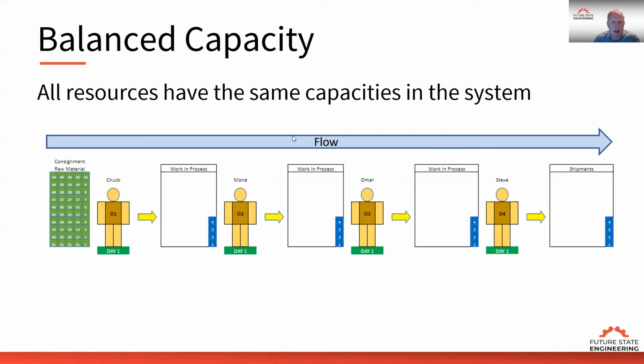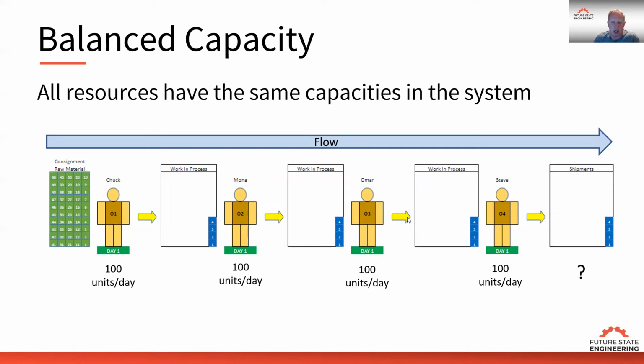If we look at this balanced system, what does that mean? It means that each of the resources has the same capacity. Say each resource has a capacity to do 100 units per day. If each resource has a capacity to do 100 units per day, what's the output of this system? A lot of people would say, oh, it's 100 units per day. Well, it's not. Why isn't it 100 units per day?